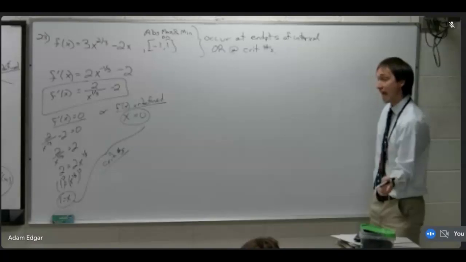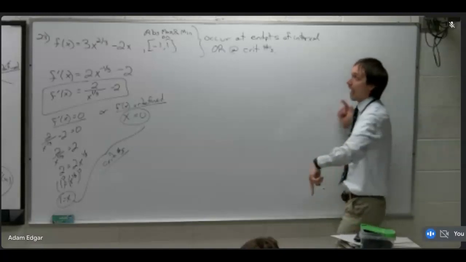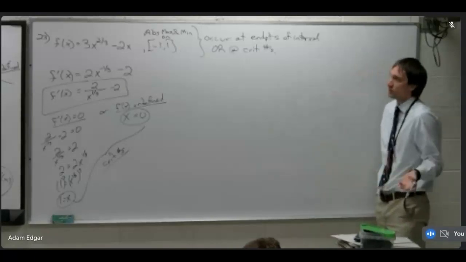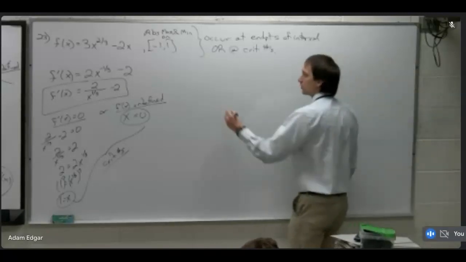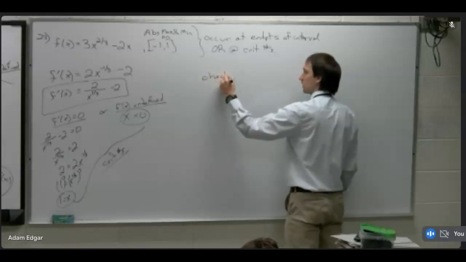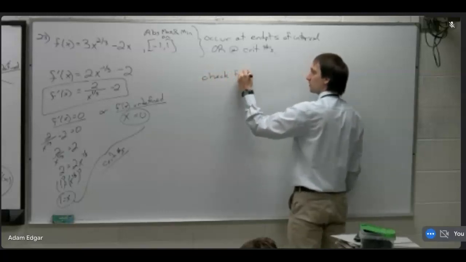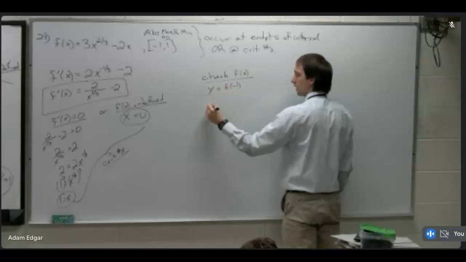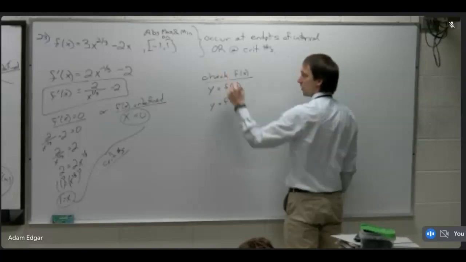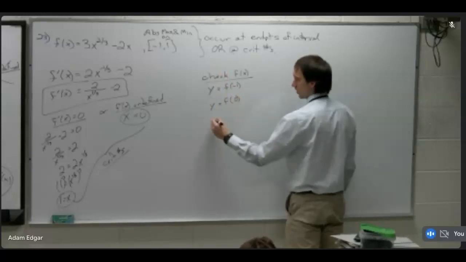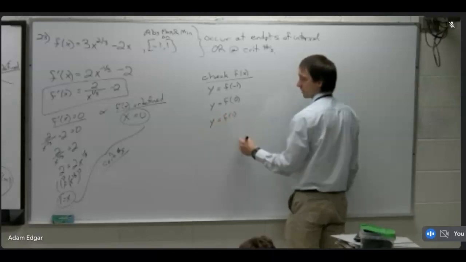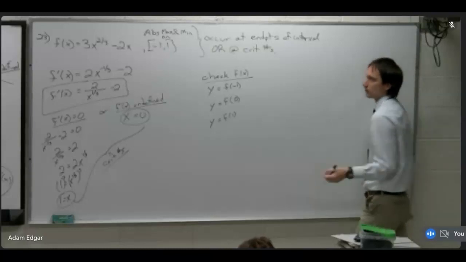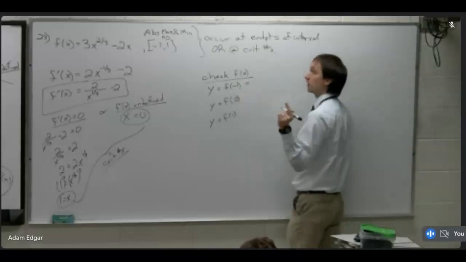Once you have those, plug them and the endpoints of the interval into the original function to see who's the absolute max and where's the absolute minimum. So over here, we're now checking f of x. So we say, all right, what's y equals f of -1, because that's an endpoint, y equals f of 0, because that's a critical number, and y equals f of positive 1, because that's both a critical number and an endpoint, and then that's all you got to check, and you see who's biggest and who's smallest.